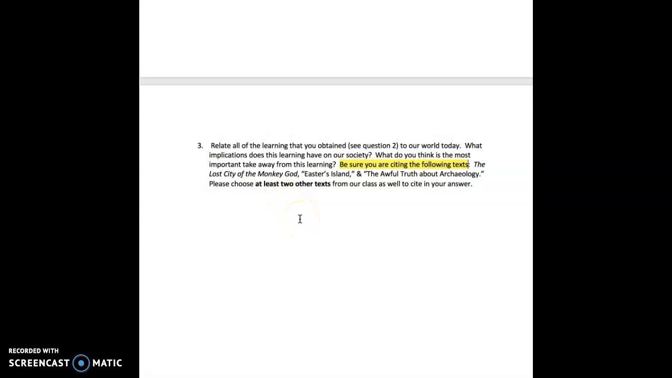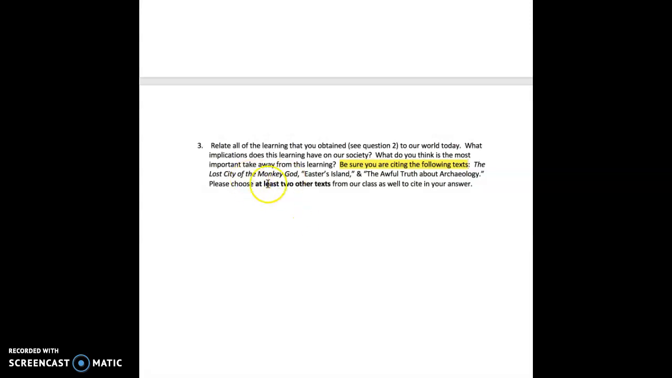So you are going to be using the book, Easter Island, The Awful Truth About Archaeology, and 2 texts of your choice to talk about what you learned and how it affects the world today. Right? You are going to be discussing the implications of your learning on society right now and what the best takeaway is from this learning, relating it to today and our society. And you're going to be citing those 5 texts, okay?